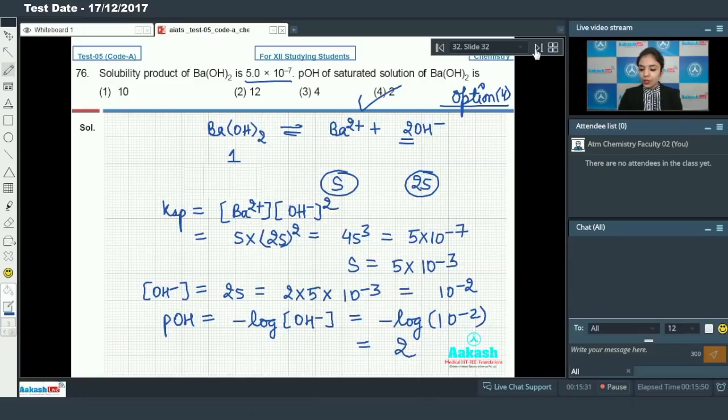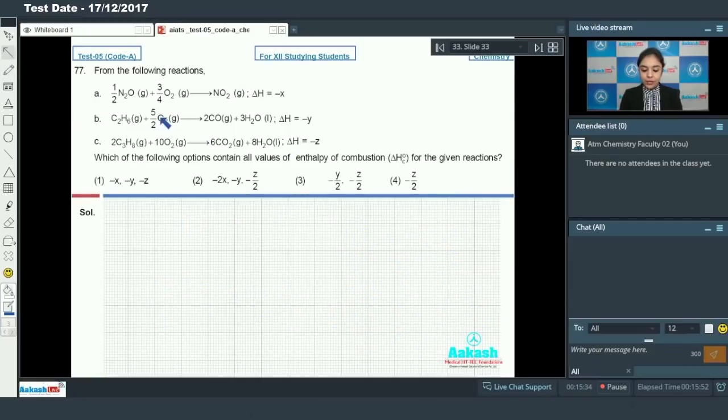So moving on to the next one now, you have question number 77, which says that from the following reactions, you have been given the 3 reactions and you have to find out which of the following options contain all values of enthalpy of combustion. In the first case, there is the combustion of N2O and which is forming NO2. And in the second case, the combustion of C2H6 gas is taking place and CO and H2O are being produced. And in the third case, the combustion of C3H8 is being done and CO2 and H2O are produced.